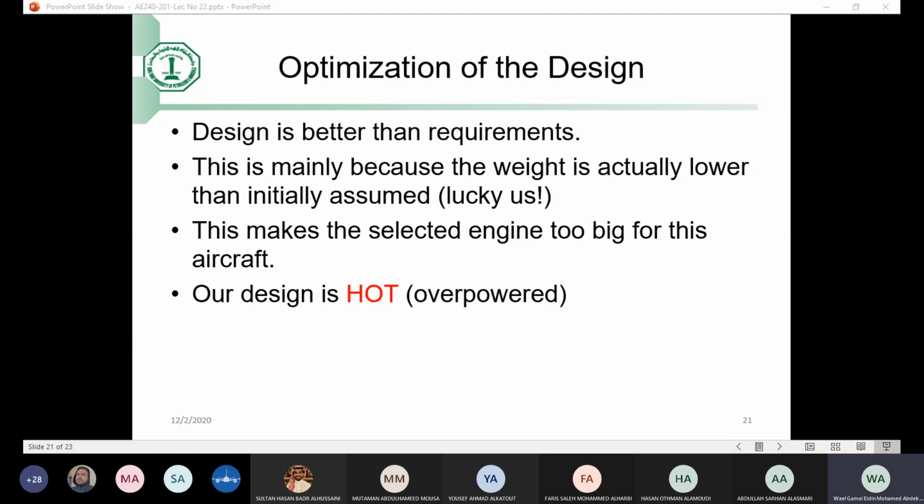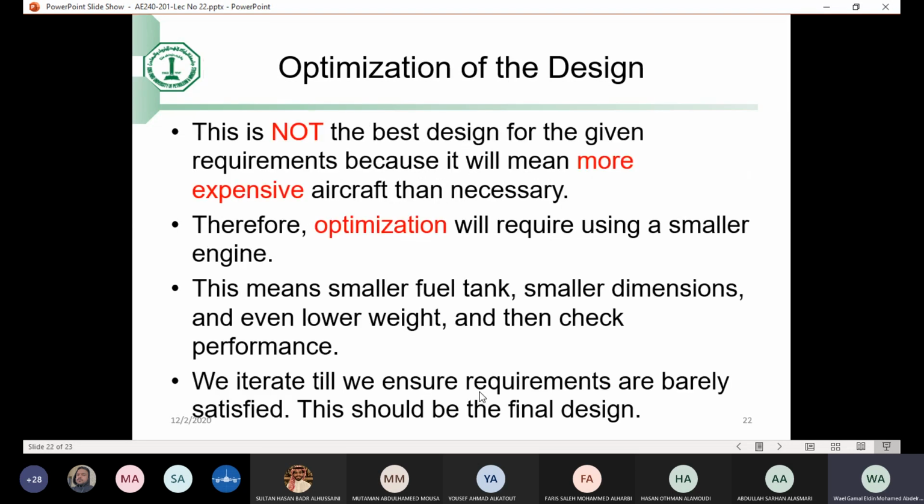See the point? If the design over-satisfies the requirements, in our case here because the engine is too big, we call that a hot design, because hot means over power. Then that's not the best design because it's going to be more expensive than other competitors', and we need to optimize the design. Is this idea clear? Because it's very important. If you over-satisfy the requirements, you can't tell your client you over-satisfied them, but you must tell him what he needs in order to only satisfy the requirements.